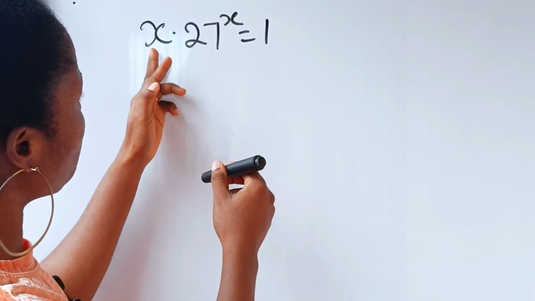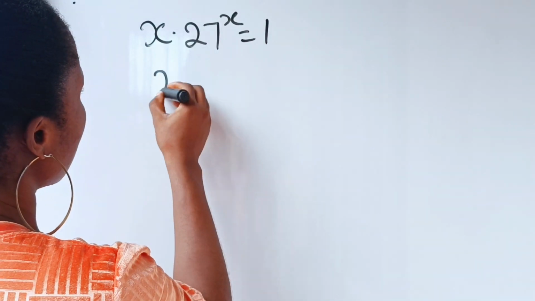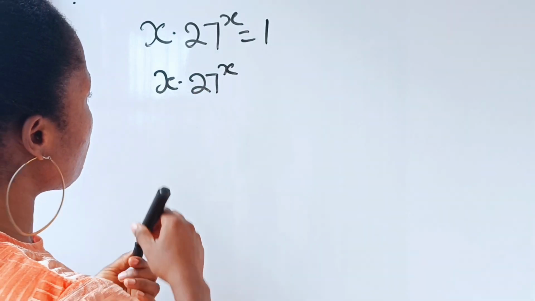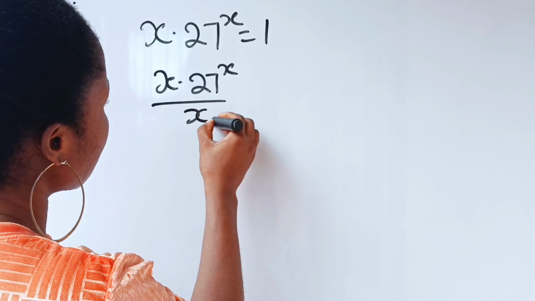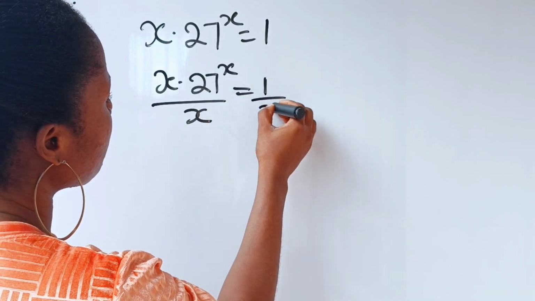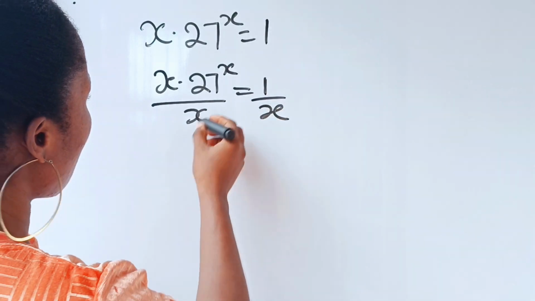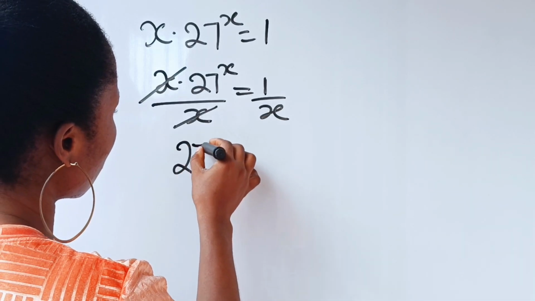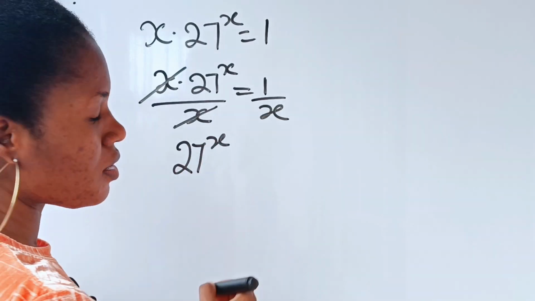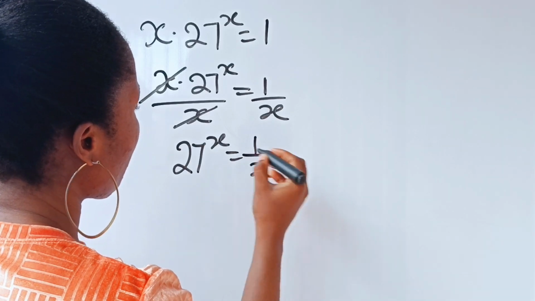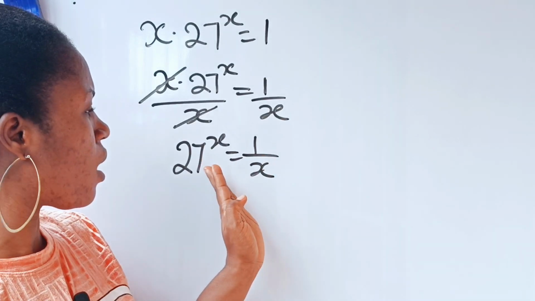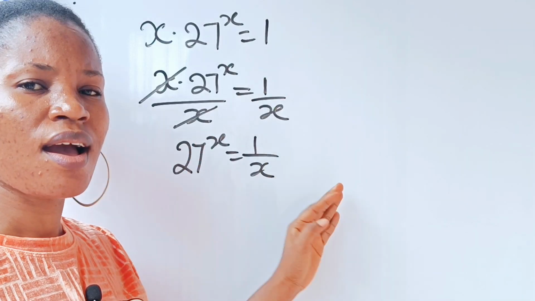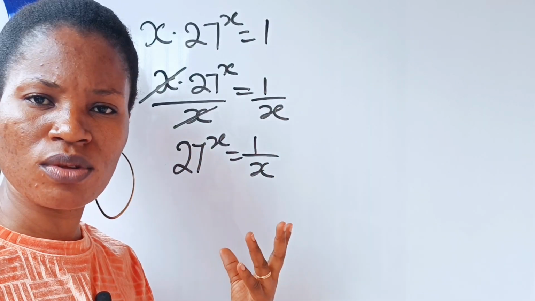First of all, let's remove this x. So to do that, let's divide both sides of this equation by what? x. So it's going to be the whole of this divided by x is equal to 1 divided by x. Now x is going to cancel x. So we have 27 raised to the power of x is equal to 1 over x. All right, now I want to bring everything x to one side, okay?